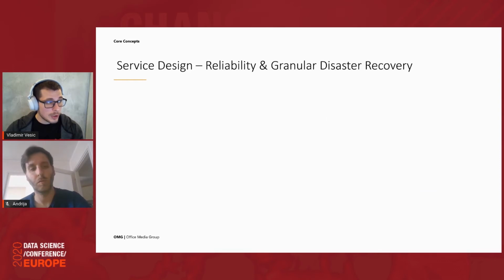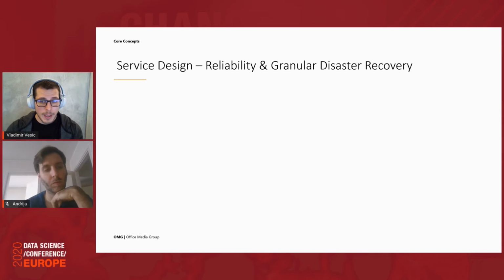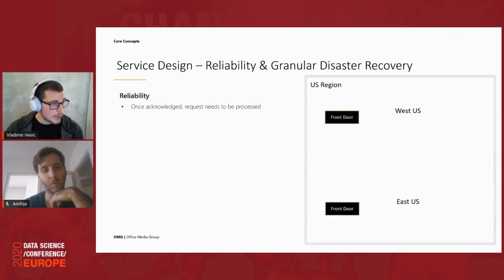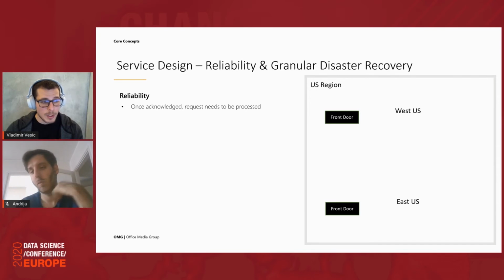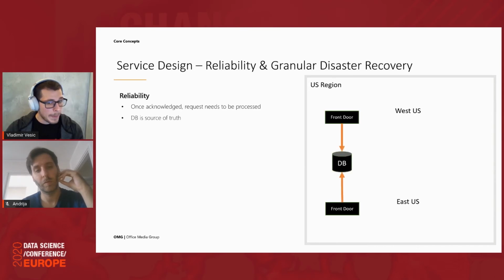Okay, on this slide, we're going to talk about reliability and how we achieved more granular disaster recovery. How we define reliability is: once acknowledged, a request needs to be processed. So if we receive a request, we need to process it no matter what happens. We are achieving this by having this database. The database is our source of truth, and there we are storing all of the information related to the requests.